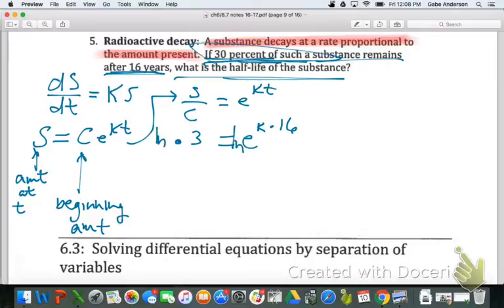Oh, yeah, very good. All that work in pre-calc is coming into play here. So ln of 0.3 is equal to 16K. Divide both sides by 16. Now please use your calculator. So we need to do ln of 0.3 divided by 16. And I'm going to give you the advice that we're going to keep all the digits. Not most of them, all of them. And I'll explain why in just a second. So just do that little arithmetic there and let me know what you get.